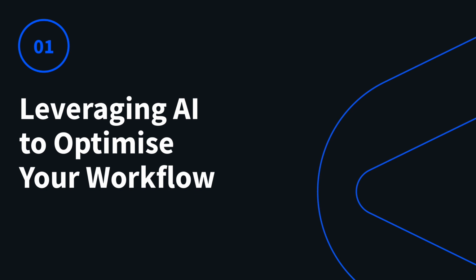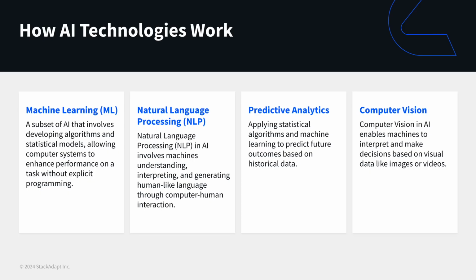So to begin with, we're going to talk about leveraging AI and optimizing your workflow. And just begin by talking about how those AI technologies work and what they are and how we define them. So machine learning, I'm sure most of you guys have probably heard of that before, but it's essentially a subset of AI that involves developing algorithms and statistical models, allowing those computer systems to enhance performance without explicit programming. So really looking at what has worked and what hasn't in the past, and then applying those learnings automatically without that specific programming.